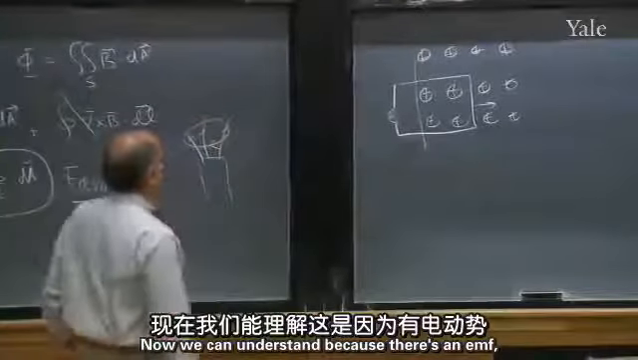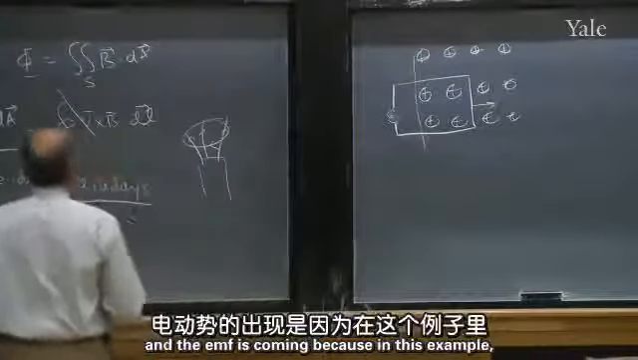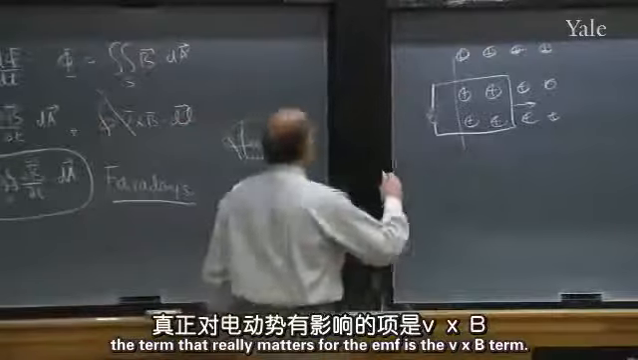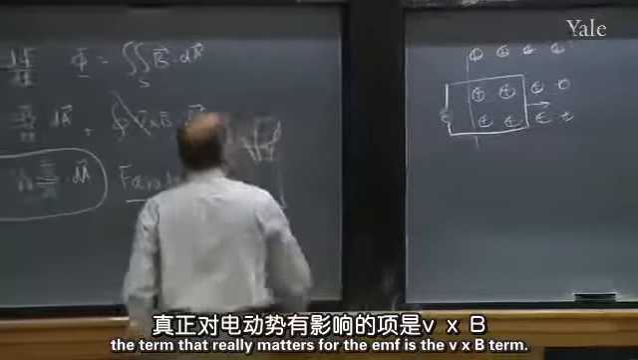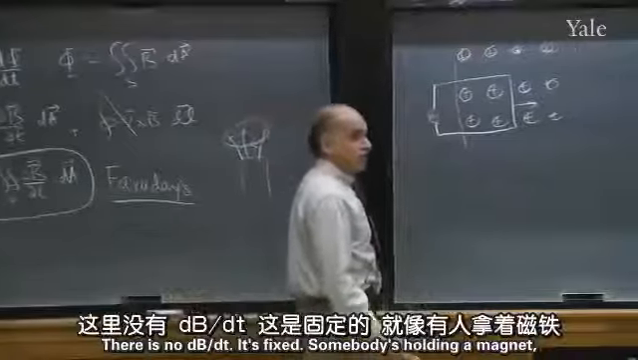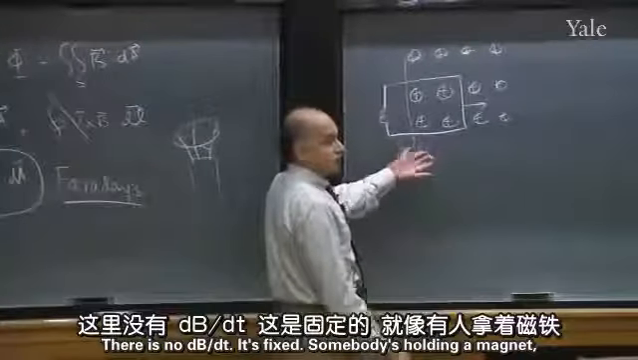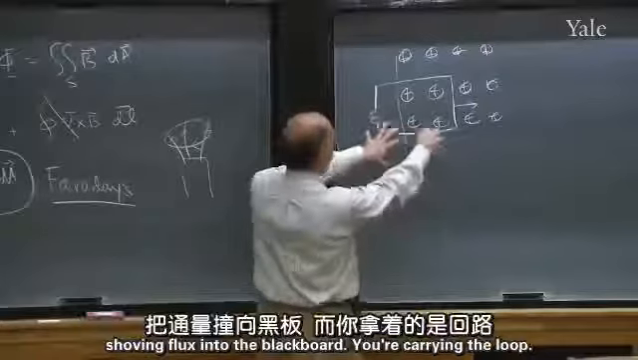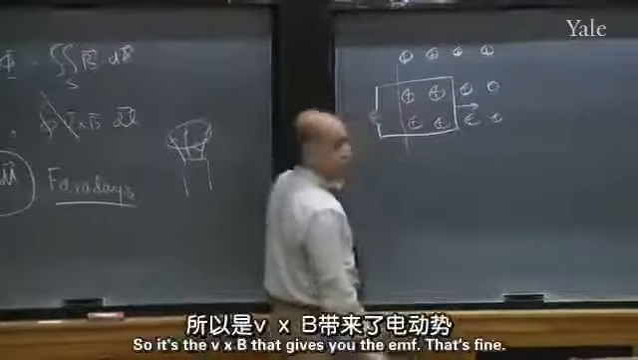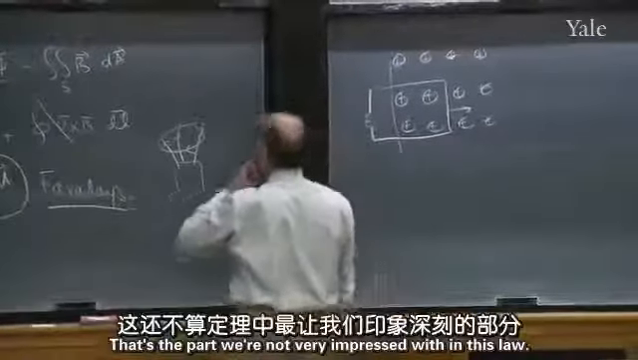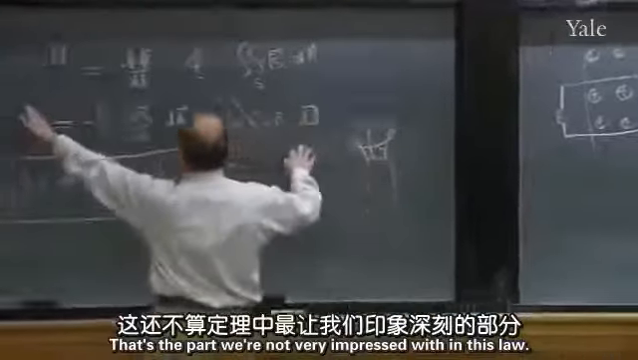Now we can understand that because there's an EMF, and the EMF is coming because in this example, the term that really matters for the EMF is the v cross B term. There is no dB/dt. B is fixed. Somebody's holding a magnet, shoving flux into the blackboard. You're carrying the loop. So it's the v cross B that gives you the EMF. That's fine. That's the part we're not very impressed with in this law.